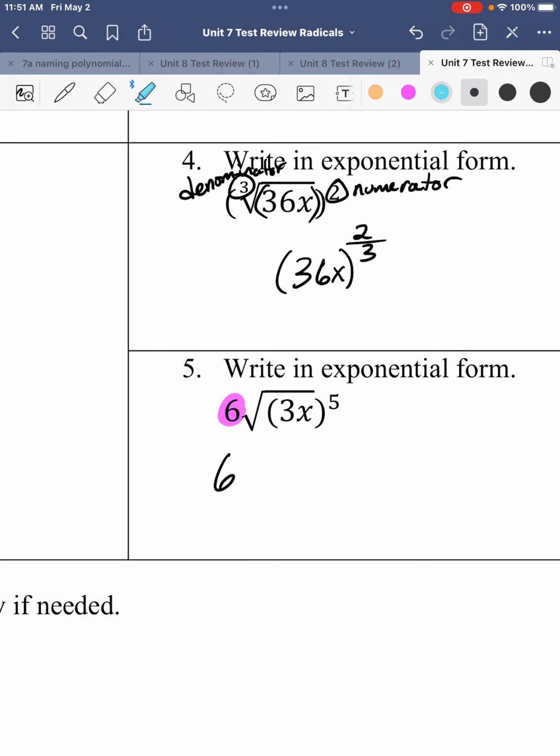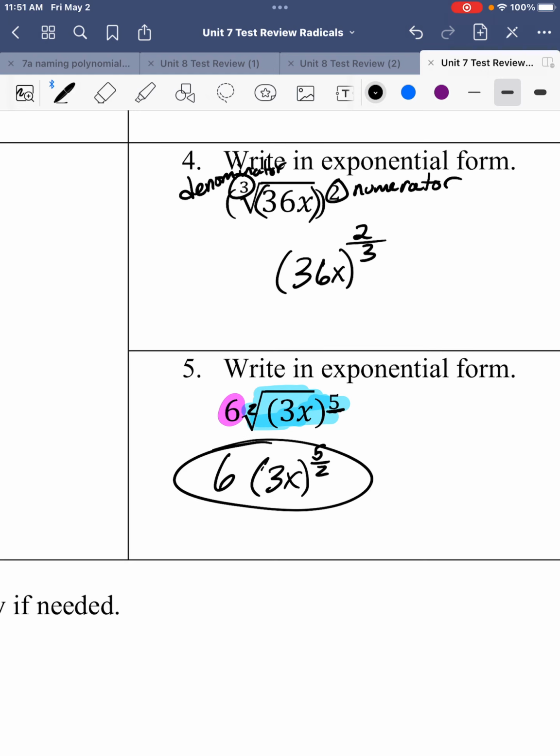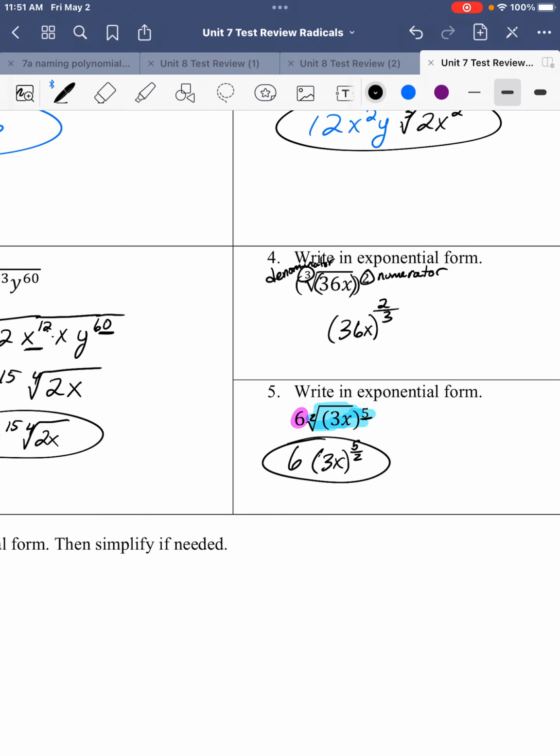Now when it comes to the actual radical itself, this part here, that's going to convert. We have 3, keep whatever's underneath the radical, keep it in parentheses, and that's raised to the 5. That's your exponent, your numerator of the exponent, and your denominator is 2. It's a square root. And that is it. Now the biggest thing I would say is make sure that that 5 halves and the 2/3 in number 4 is up higher and smaller, so then it looks like an actual exponent.